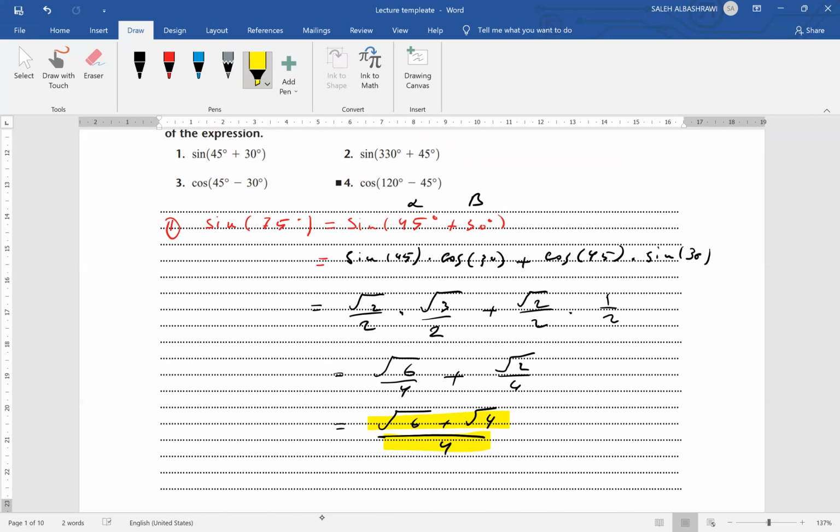Next one, I need to find sine 330 plus 45. Sine 330 plus 45.